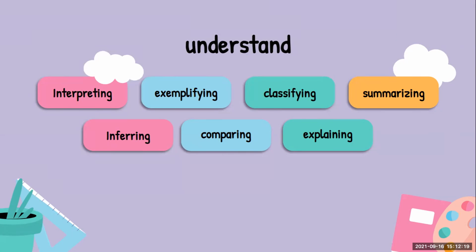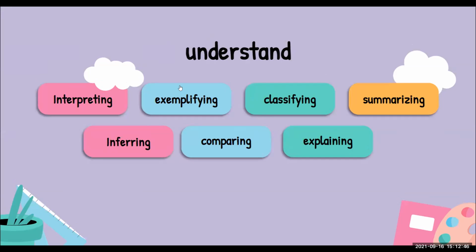Next, about classifying and summarizing. Classifying occurs when a student recognizes that something, a particular instance or example, belongs to a certain category, concept, or principle. And summarizing occurs when a student suggests a single statement that represents presented information or abstracts a general theme.